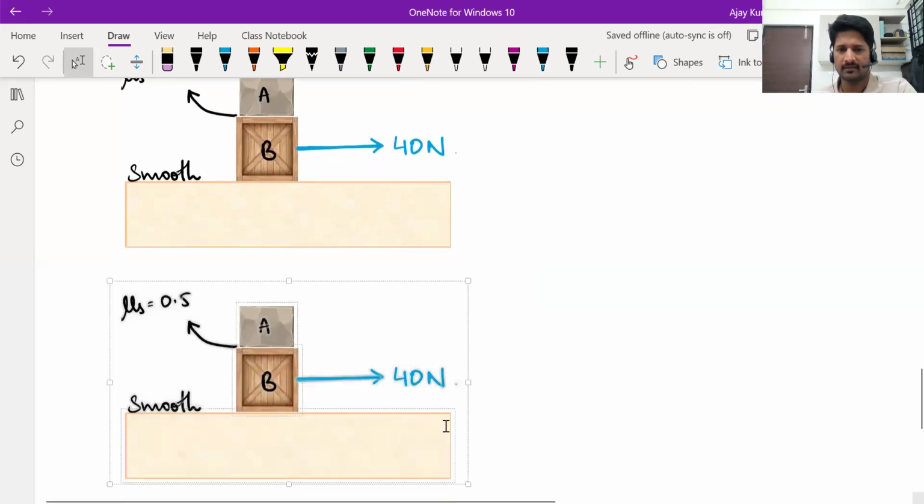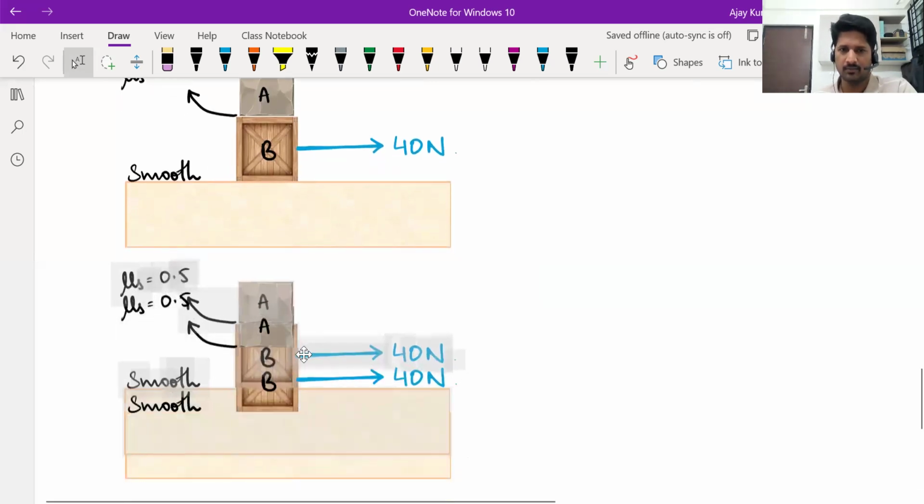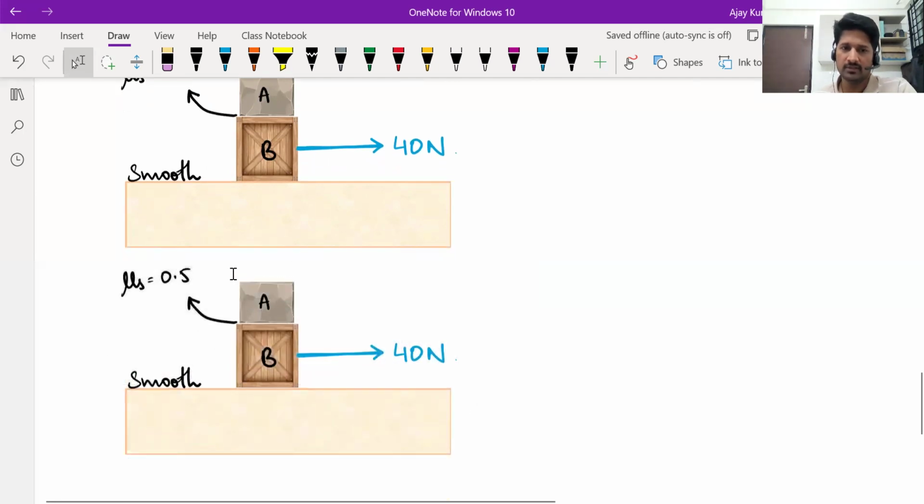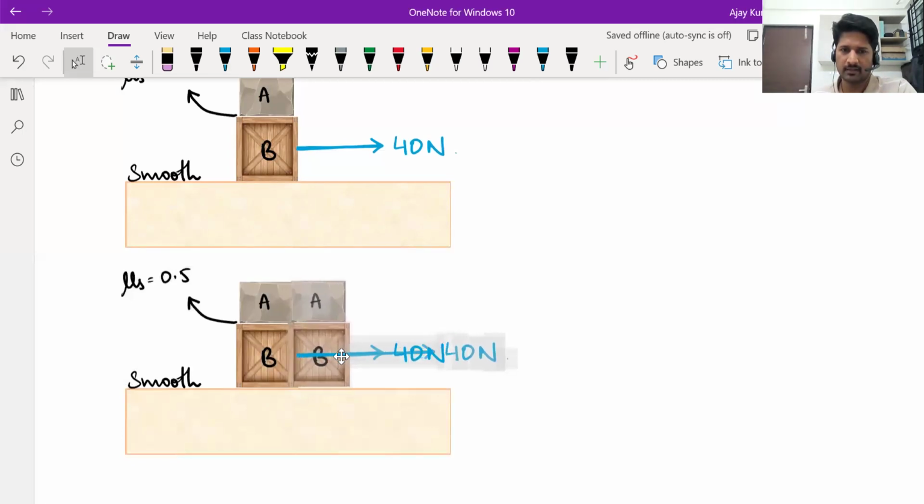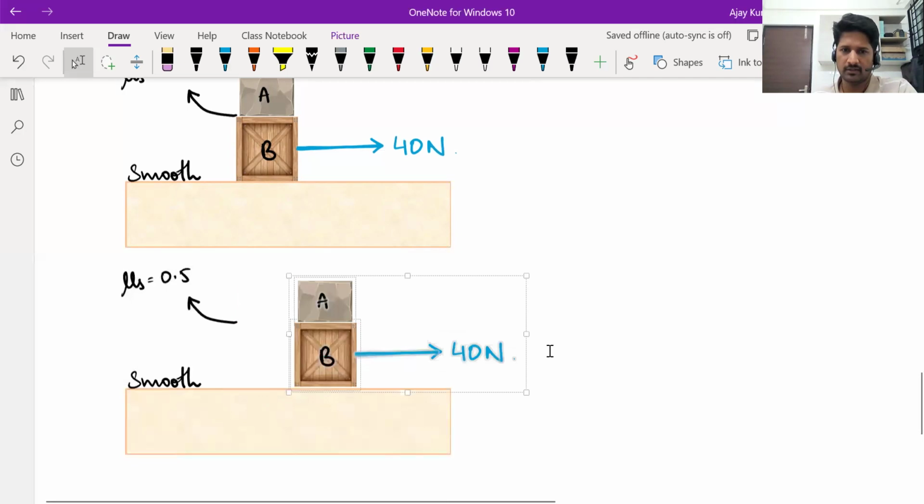That B will move faster than A. Both will move forward. You will see B moving faster than A. So the situation will be like this. I'll have to show you both of them moving. So A moves forward. The only thing that happens is B moves forward more than A.